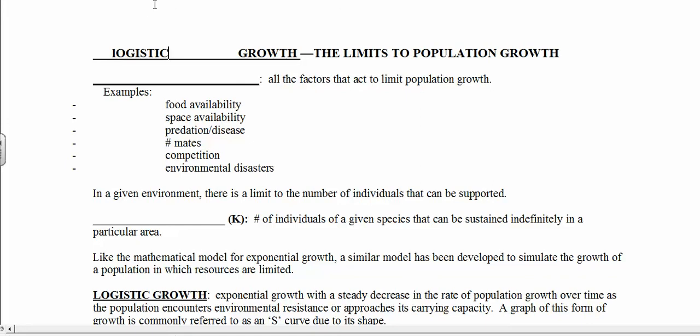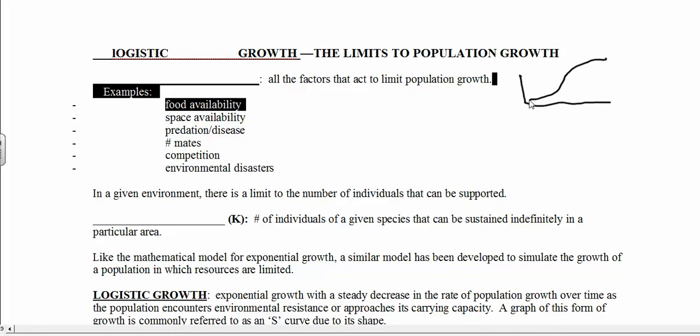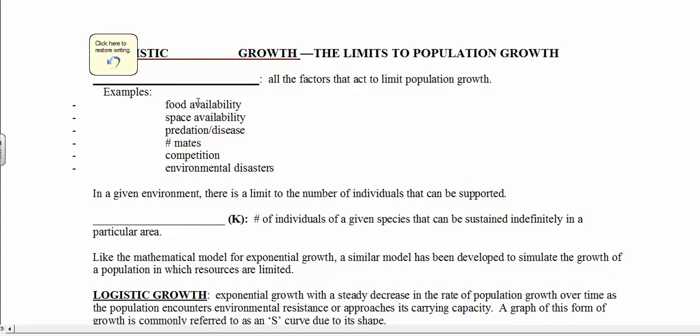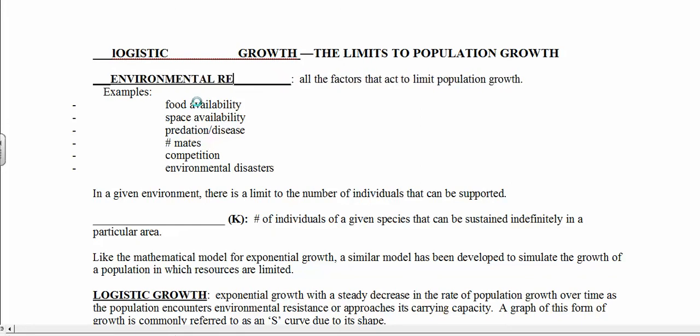Logistic growth, or logarithmic growth, which is often characterized not by a J-curve, but by what we call an S-curve. Okay? Now, if you recall earlier in the notes, we talked about all the different factors that can affect how many births or deaths there are going to be in a population. And so this is where we start to bring those factors back into play. And we call all these factors that limit population growth environmental resistance. Okay? And these include those same things we mentioned earlier, things like food availability, space availability, predation, disease, number of mates, and so forth.